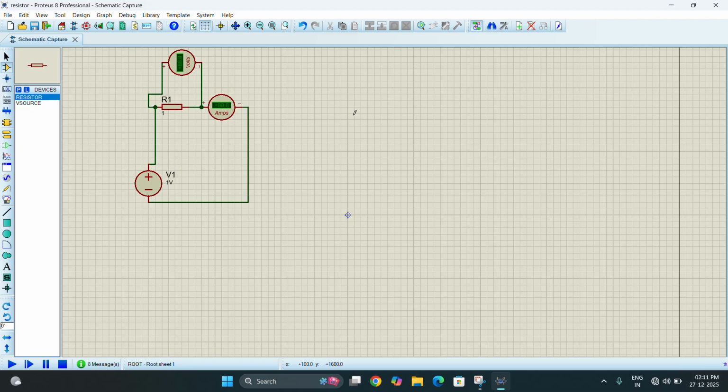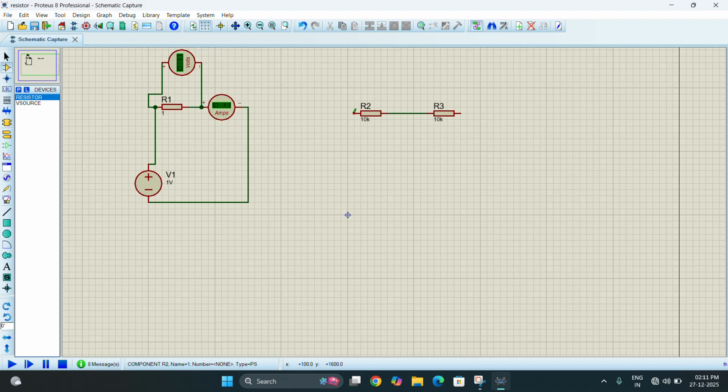In a series combination, to connect the resistors in series, I have taken one resistor and another resistor. Now how are you going to connect them in series? End to end. So this end is connected to this end. This combination is known as series.